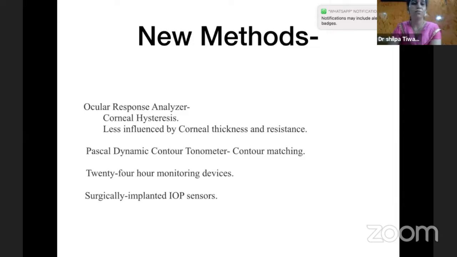The ocular response analyzer works on the principle of corneal hysteresis. So it is less influenced by corneal thickness and resistance. The Pascal dynamic contour tonometer depends on contour matching. I'm not going into details about all this.